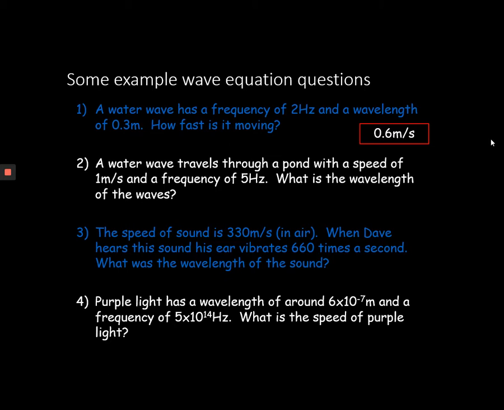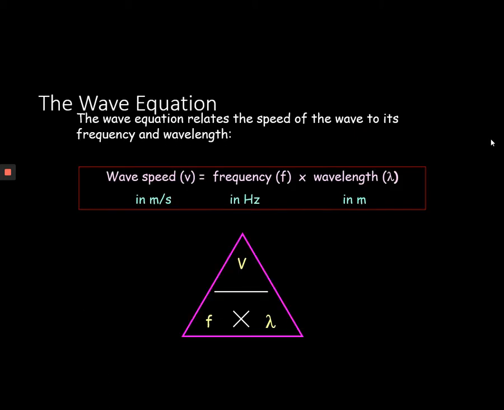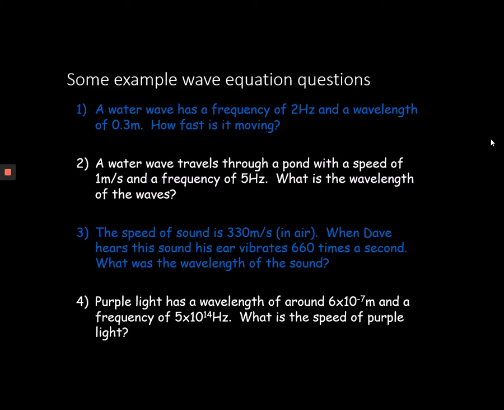Okay, number 2 asks for the wavelength, so we do need to rearrange. Wavelength, as you can see on the bottom there, cover it up, and that would equal v divided by f. So v divided by f would be your 1 divided by 5, which is going to be 0.2, and then just check your units are correct. Meters.